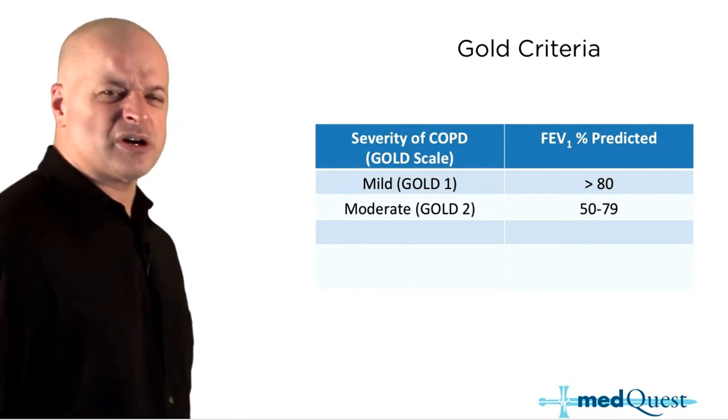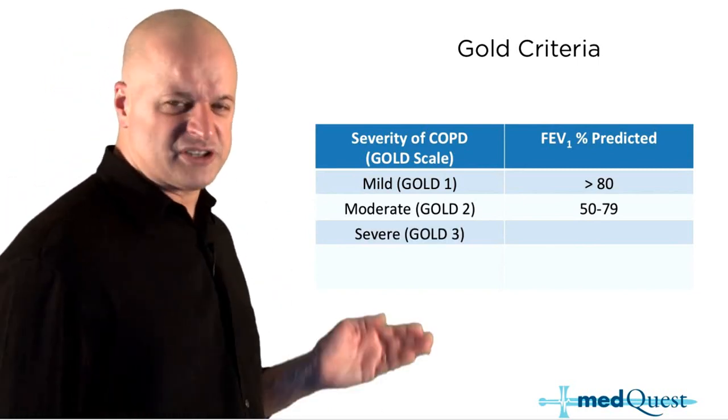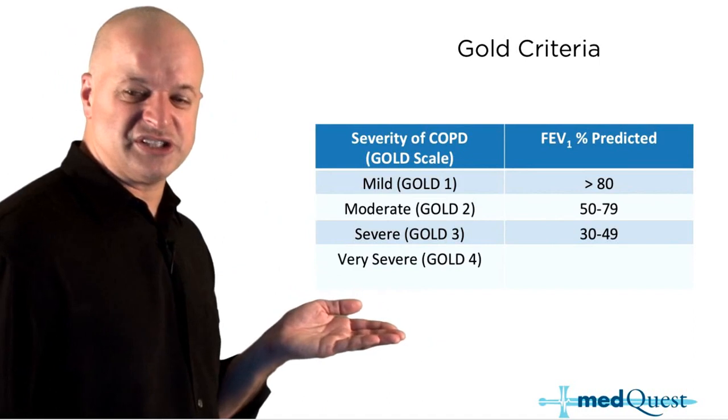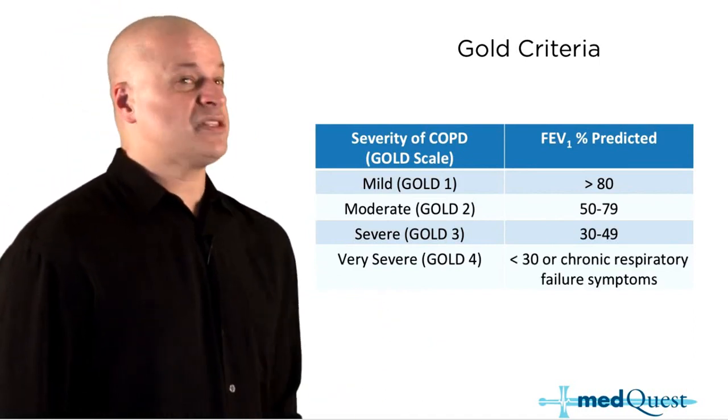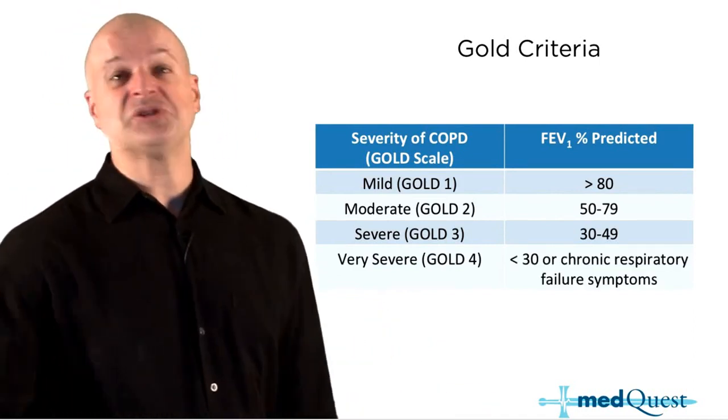And then the lower the FEV1, the more severe the disease. The lower the FEV1, the more severe the disease. Okay, the lower the FEV1, the more severe the disease. That's the GOLD criteria.